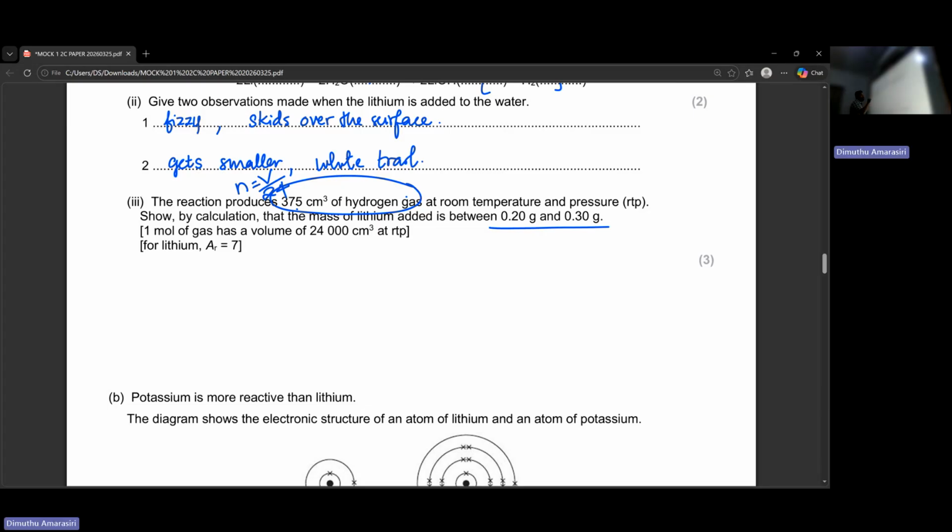So you find the moles of hydrogen. They have given 224,000 cm3. So you divide it by 24,000, that is 24 dm3 per mole. Here the answer is 0.